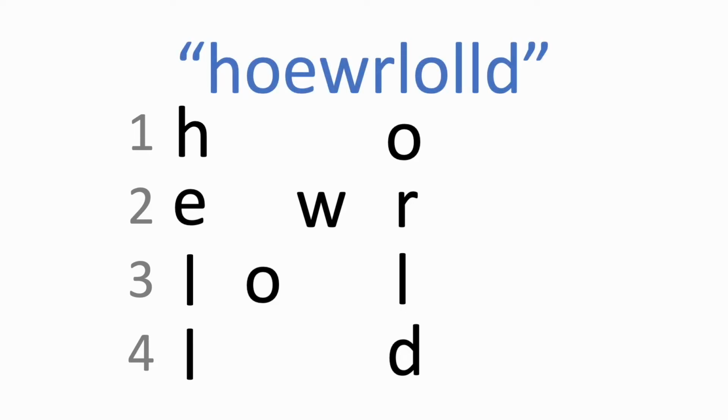Here's another example with 4 rows. So this time, we'd assign the letters down to the 4th row, then go back up, and continue the same zigzag pattern. This time, reading the string row by row gives us HOEWR, LOL, LD.